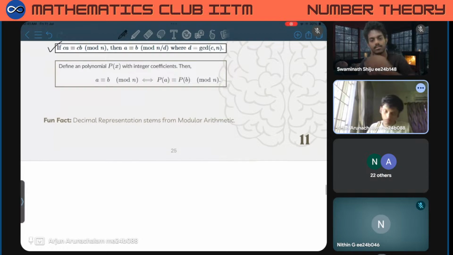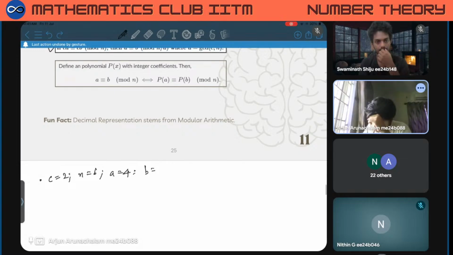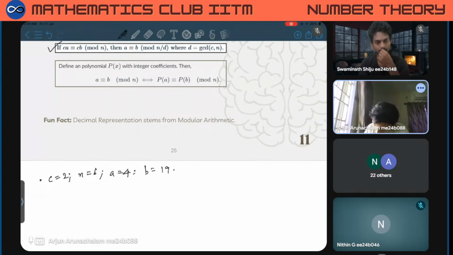Yeah, so no, let's take an example. Let's say c is equal to 2 and n is equal to 6. And let's say a is equal to 4 and b is, let's say 21. Fine. No, let's say b will be 19. Yeah. So note that 8 is congruent to 38 mod 6.